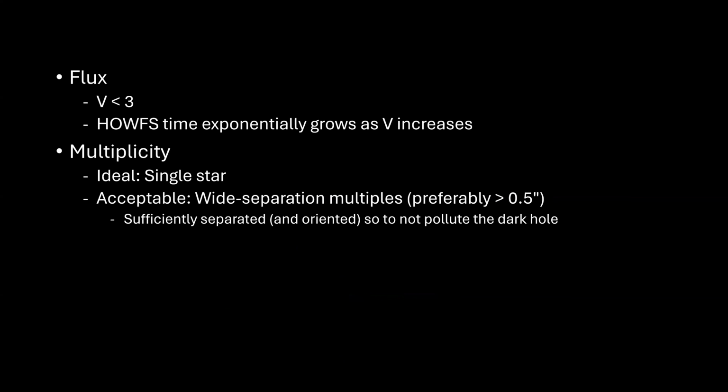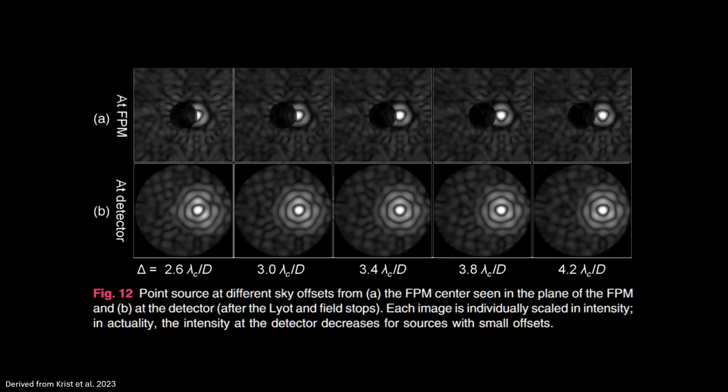We would like that, but acceptable is a wide separation multiple. So if you have a binary star that has a very large separation between its two components, we're talking on the order of several arc seconds here. If that second component is way out there, it's not going to pollute your control region. It's not going to pollute your dark hole. So you're good to go, as you can see here. As you move a point source off of center at the focal plane mask on top and at the detector at the bottom, you can see its point spread function. It just comes through. That's what the contribution from a stray binary component would look like.